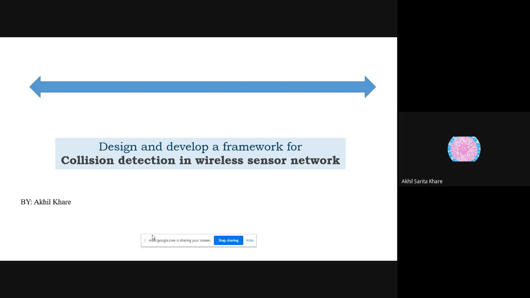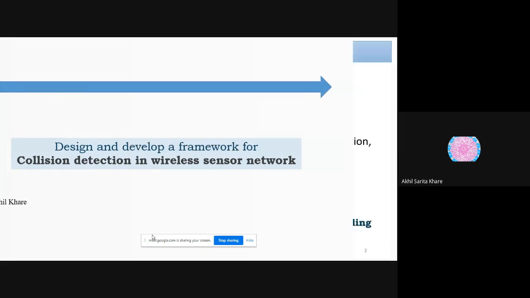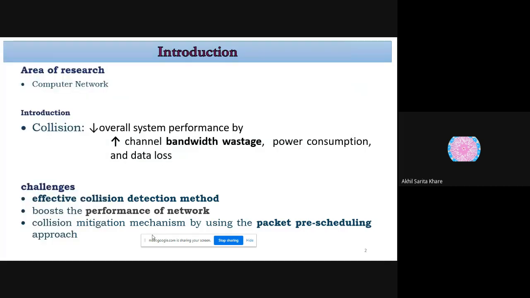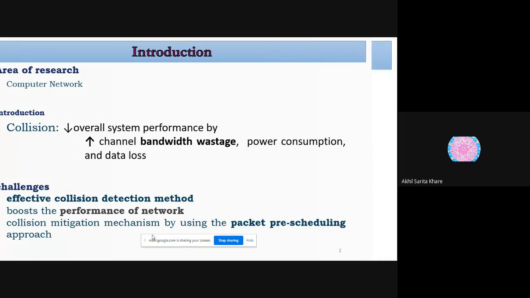So my title is Design and Develop a Framework for Collision Detection in Wireless Sensor Network. As per the timeline, the research area is computer network. Collision decreases the overall performance by increasing bandwidth wastage, consumption, and data loss. The challenges in this scenario are an effective collision detection method to boost the performance of the network, and a collision mitigation mechanism using a packet pre-scheduling approach.